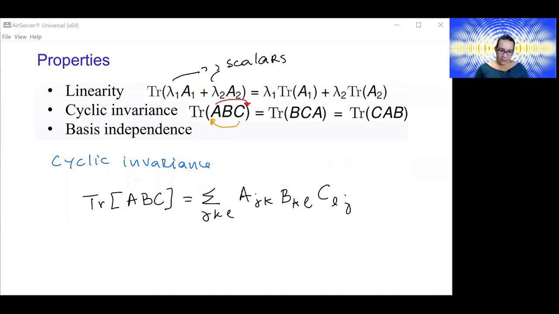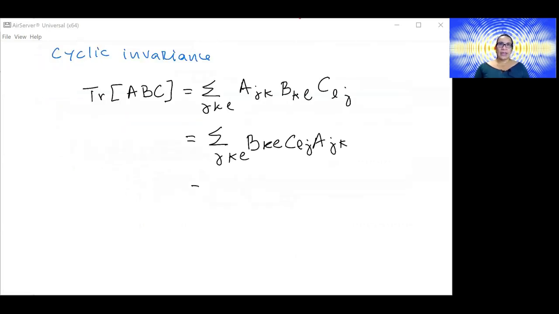Now we can switch this and we can still write this as JKL, BKL, CLJ, and AJK. And finally, remember that these are numbers, these are matrix elements, so you can swap them around.